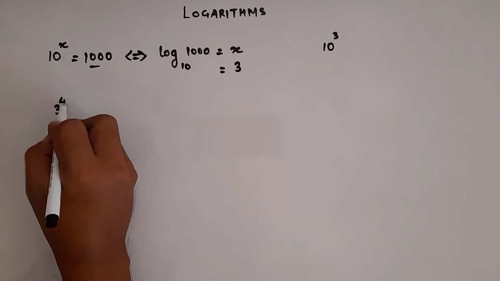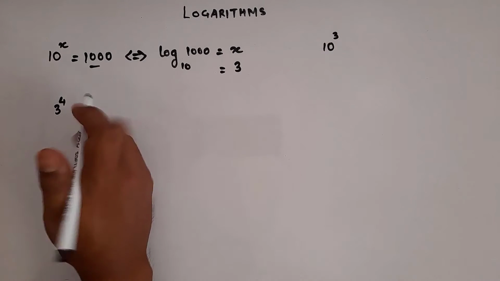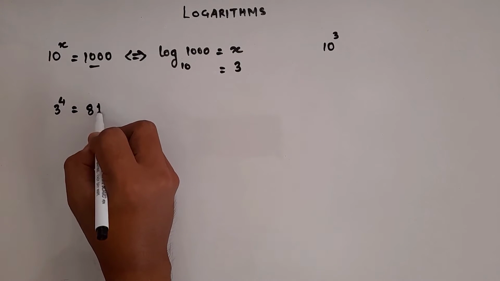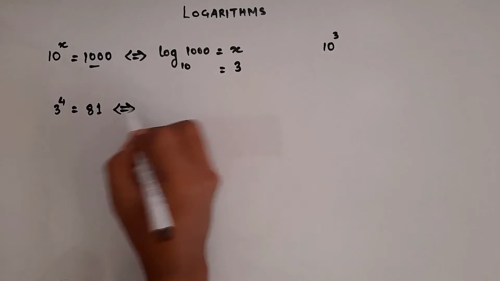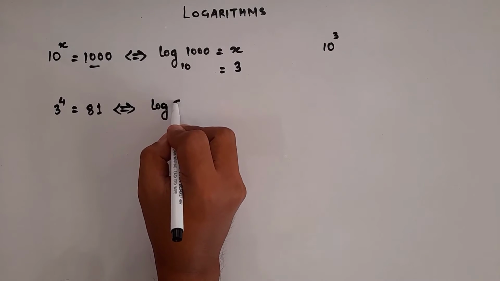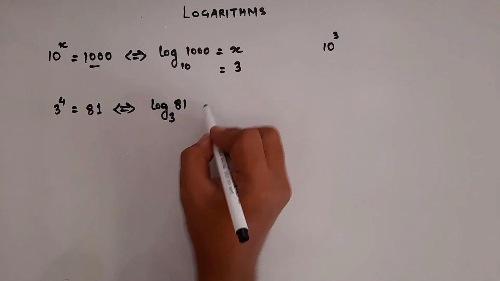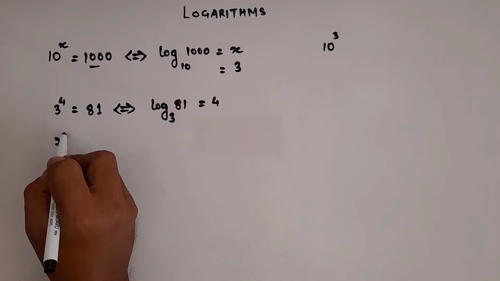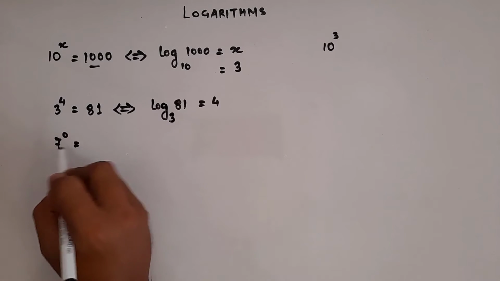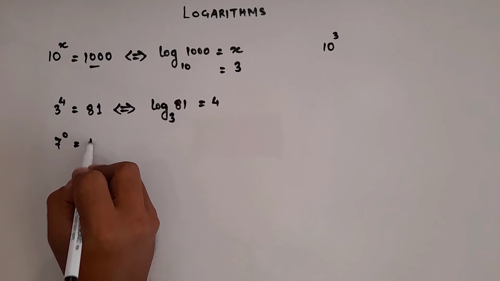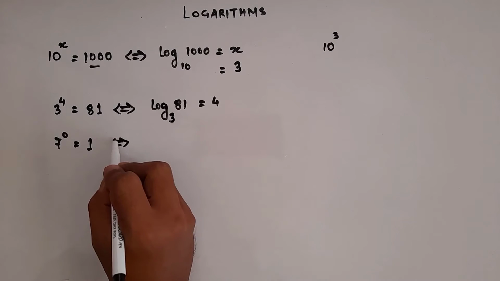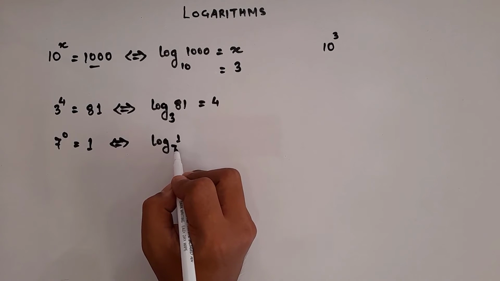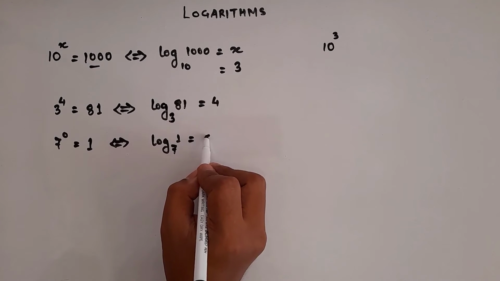Then let's write down a few more examples. So we have 3 raised to the power of 4, so that is 3 multiplied by itself 4 times, so that should give us 81. Now if we use the definition of logarithm, we know that the logarithm of 81 to the base of 3 must give us 4. Another example will be, let's say 7 raised to the power of 0 is equal to, now anything raised to the power of 0 is going to give us 1. So if we apply the definition, the logarithm of 1 to the base of 7 is going to give us 0.